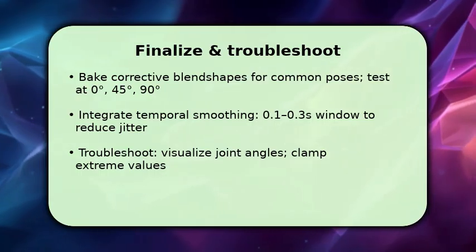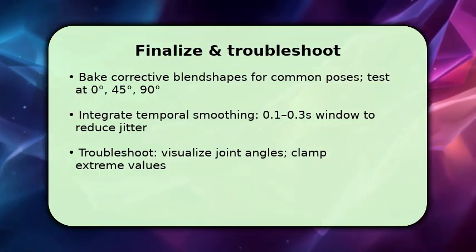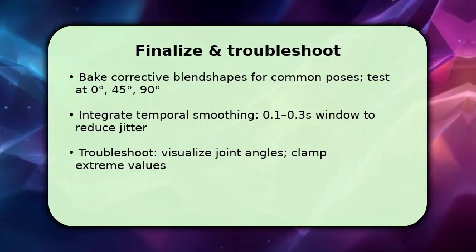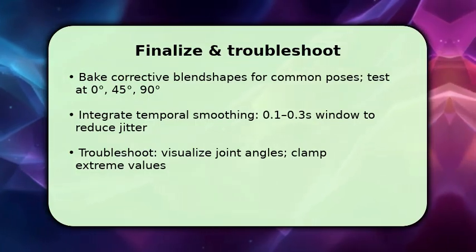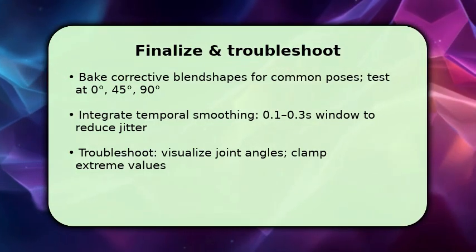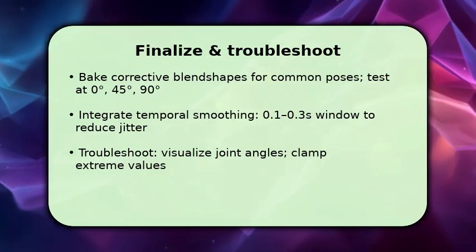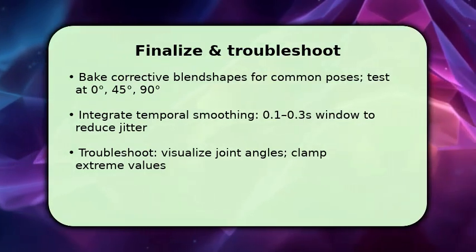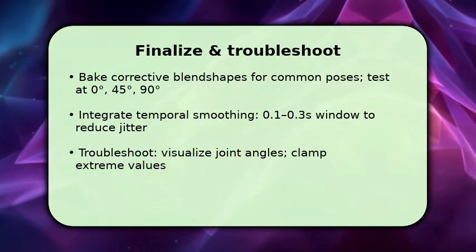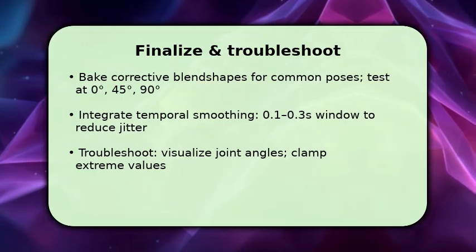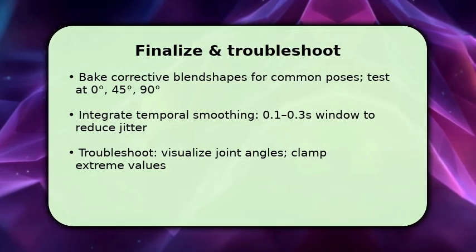Bake corrective blend shapes for frequent misposes and test them at 0, 45, and 90 degrees so deformations stay natural. Then add temporal smoothing with a short 0.1 to 0.3-second window to remove jitter without lag. Finally, implement angle clamps and fallback poses for impossible joint values.